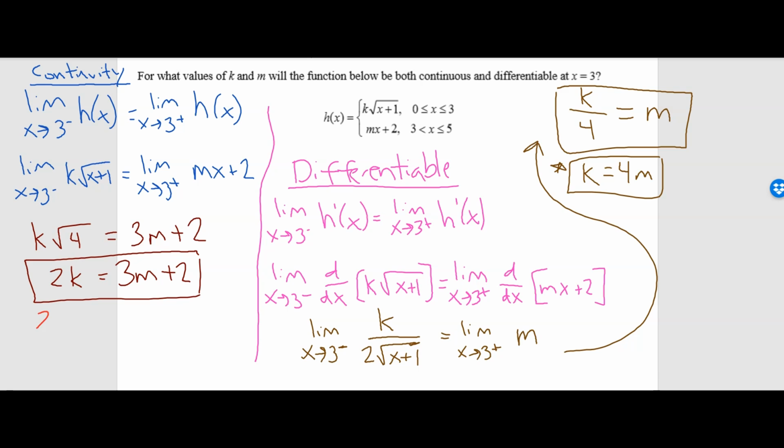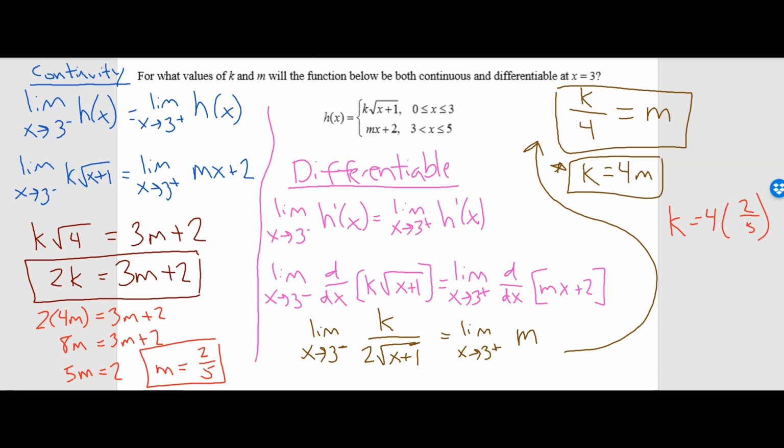So instead of 2k, I have 2 times 4m. That's equal to 3m plus 2. That gives me 8m equals 3m plus 2. That gives me 5m is equal to 2. And m is equal to 2/5. If m is equal to 2/5, then I can come over here. k is equal to 4 times 2/5. Well, k is then equal to 8/5.